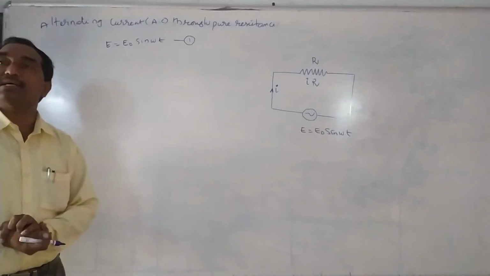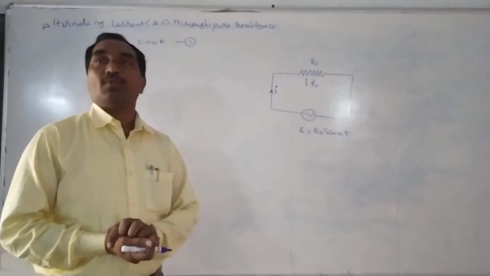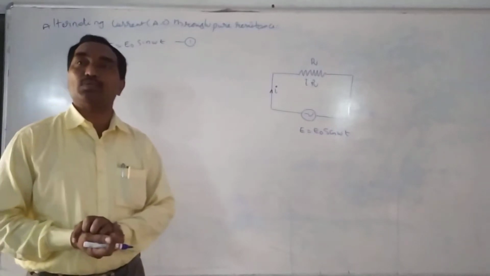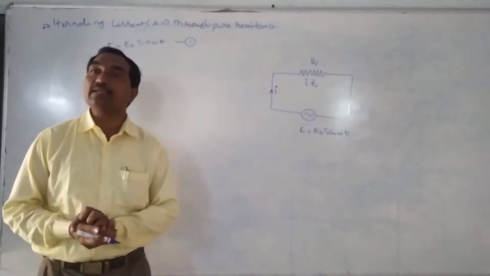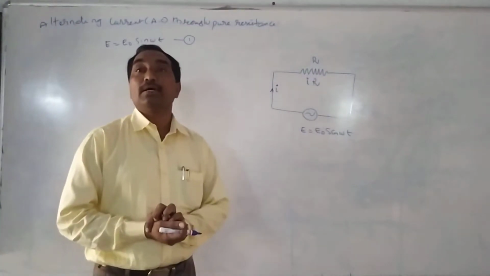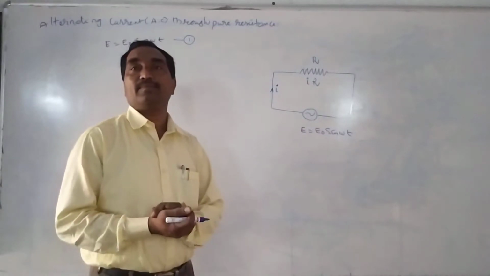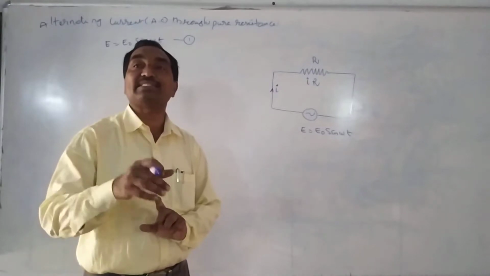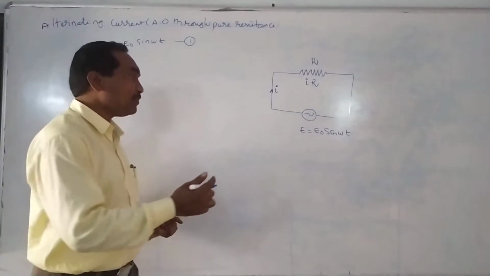For this purpose, we will use Kirchhoff's second law. What is Kirchhoff's second law? It states that in a closed circuit, the algebraic sum of the EMFs is equal to the algebraic sum of the potential differences across the resistances. For example, I will show.